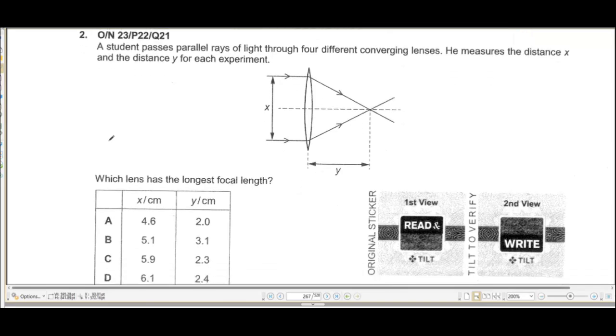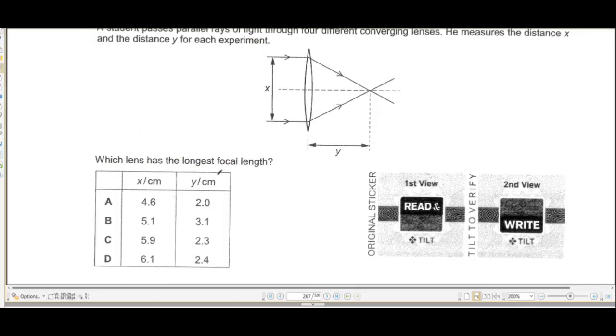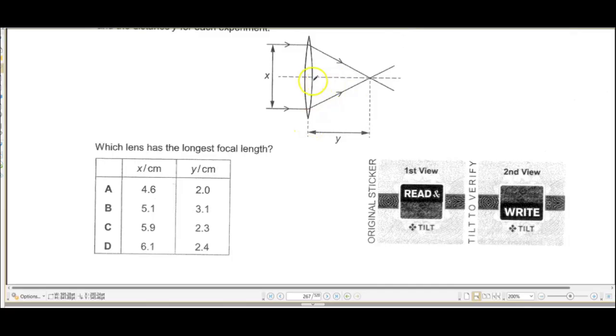Question number 2. A student passes parallel rays of light through 4 different converging lenses. He measures the distance x and the distance y for each experiment. Which lens has the longest focal length? Okay. So basically, focal length is between the optical center and where the rays pass through after being refracted from the lens. So this is what we call our focal length.